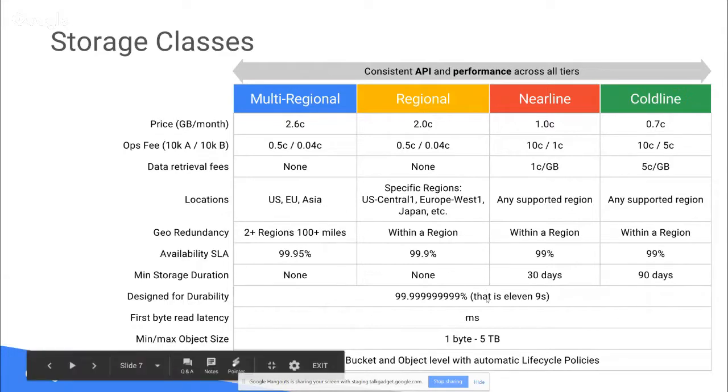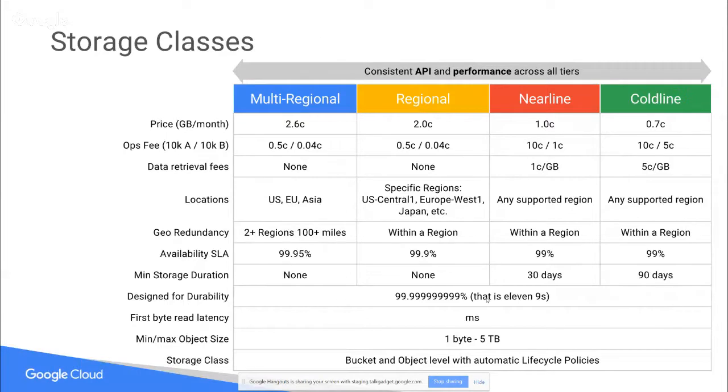So what does it really mean to have 11 nines durability? To put it in simple terms, it basically means if you have 10,000 objects that you put in a storage with 11 nines durability, you can expect to lose one object out of those 10,000 in 10 million years. So if that's not good enough for your durability, you may want to replicate that even more.